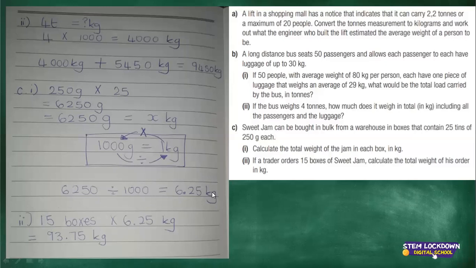Question 2: if a trader orders 15 boxes of sweet jam, calculate the total weight of his order in kilograms. We've just calculated the total weight of the jam in each box, which is 6.25 kilograms. We multiply that by the 15 boxes ordered, which gives 93.75 kilograms. Here we don't need to convert because they want the answer in kilograms and we already have it in kilograms. I hope that's okay. Can I move on?